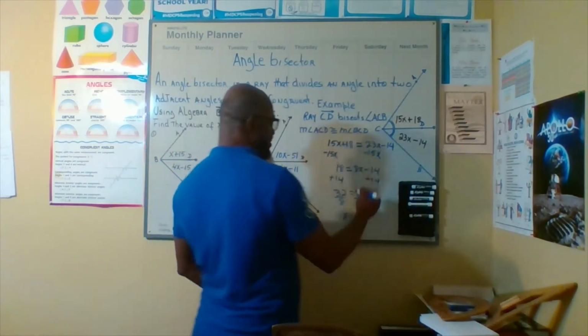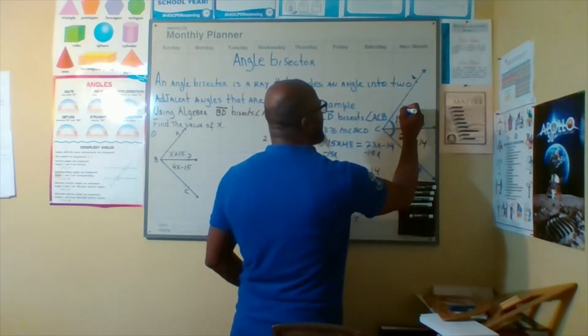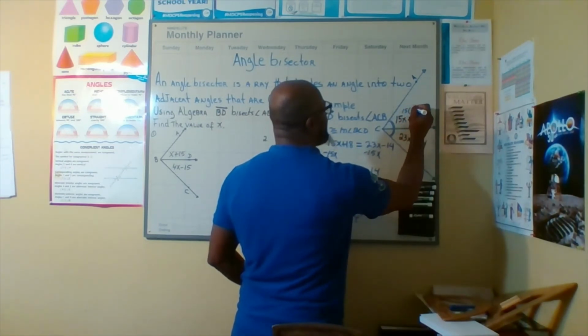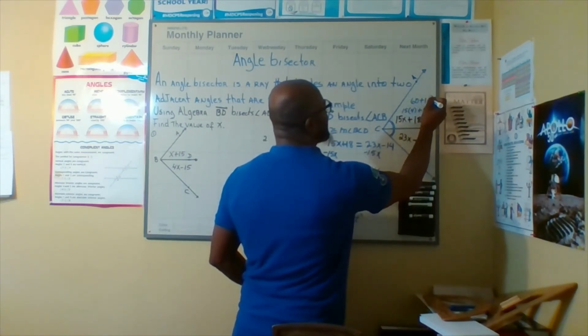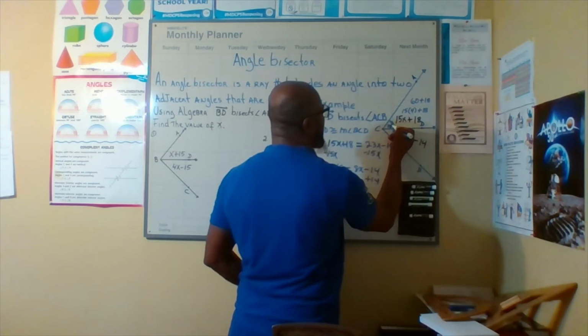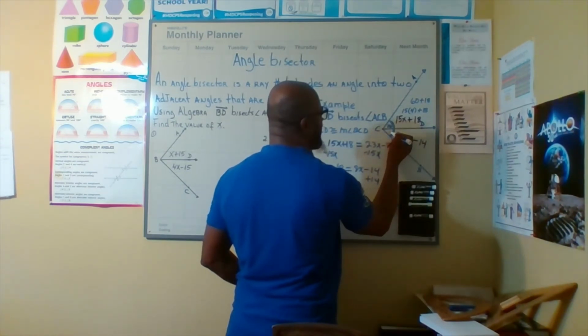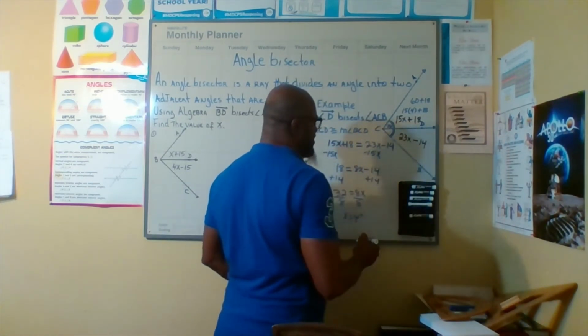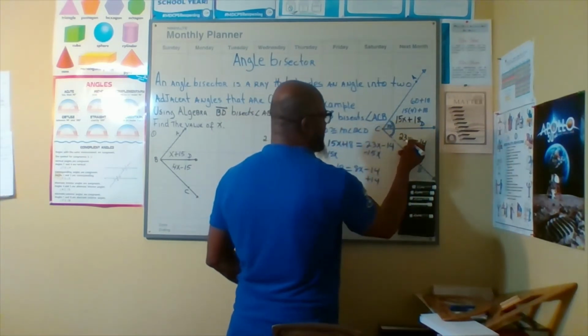So we can come here, we take 15 times x, which is 4, plus 18. 15 times 4 is 60. If we take 60 plus 18, this angle will be 78 degrees. Since this angle is supposed to be congruent to that, we are assuming this is going to be 78 degrees also. So let's check it out.